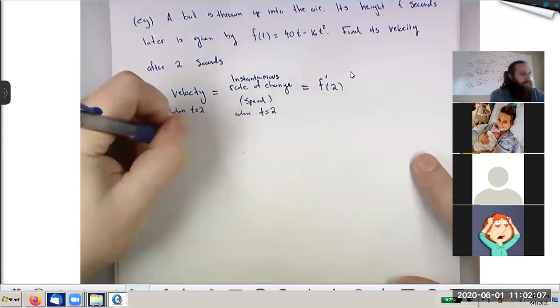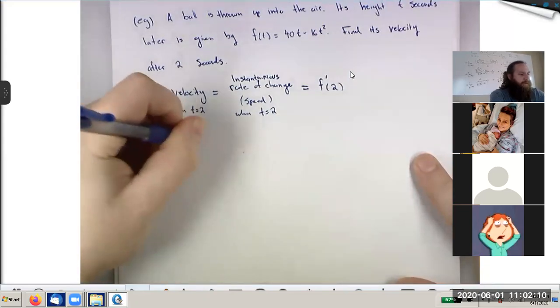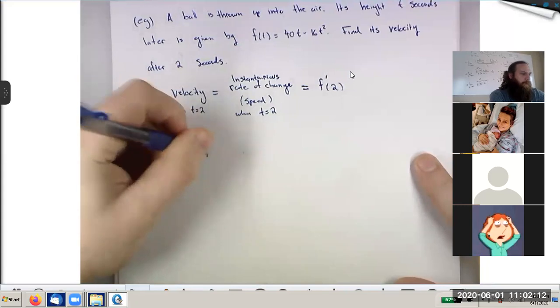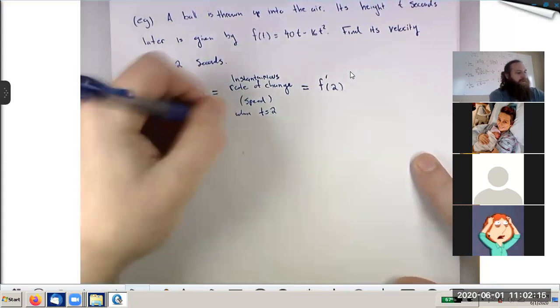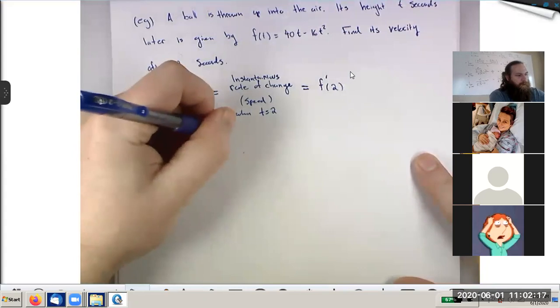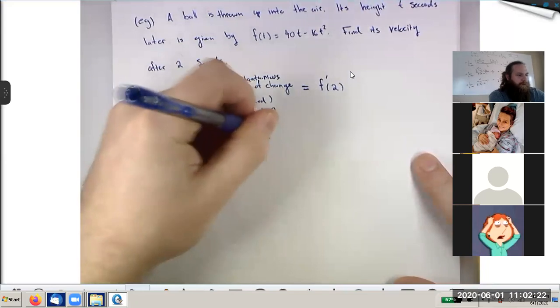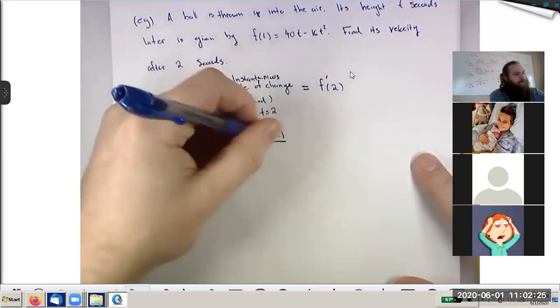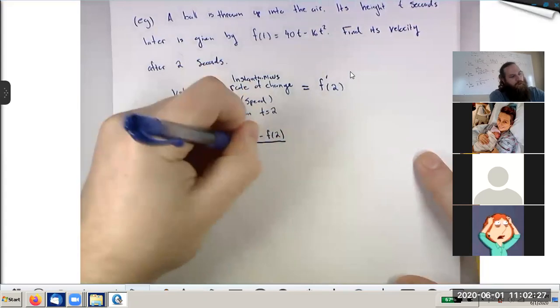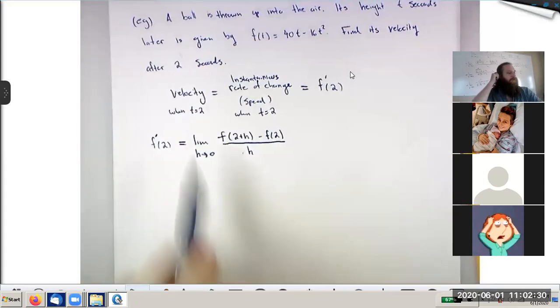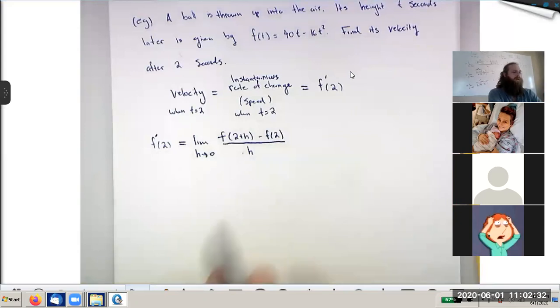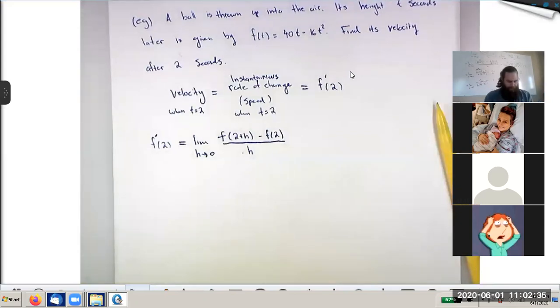So f prime of 2, I'm going to take my definition of the derivative and plug in 2 for a. That's the limit as h goes to 0 of f of 2 plus h minus f of 2, all divided by h. And so Angelic was asking about situations where I would use this formula besides finding a tangent line. This is an example of such a situation. f of 2 plus h and f of 2, I will figure out, and then we'll try to take this limit.